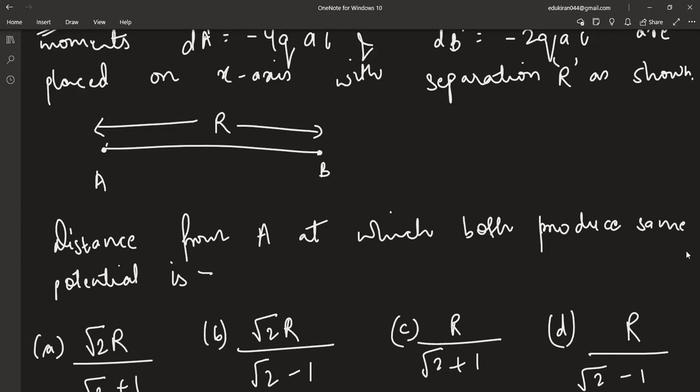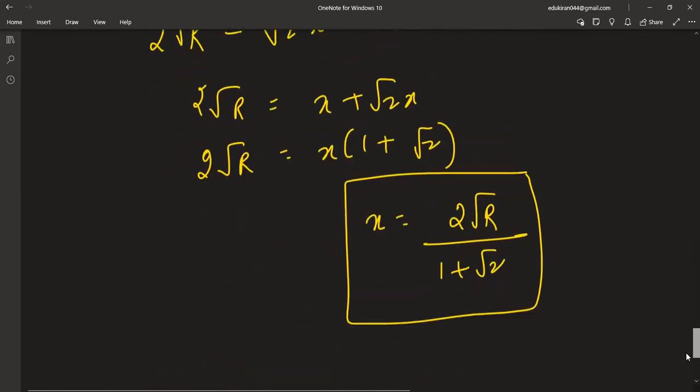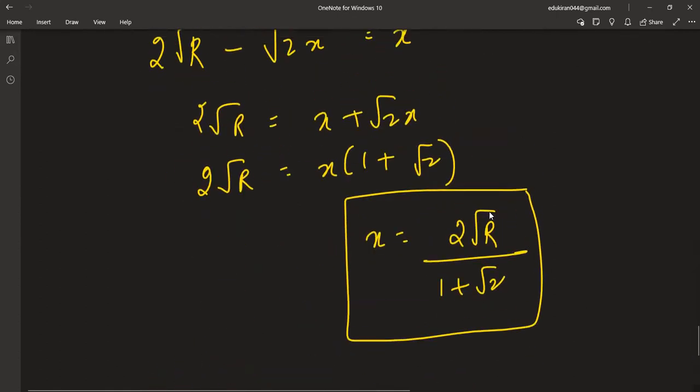What is your answer coming? R by root 2 plus 1. Yes. R by root 2 plus 1. Wasn't this the answer from the A point? For the B point, you are just getting R by root 2 plus 1.